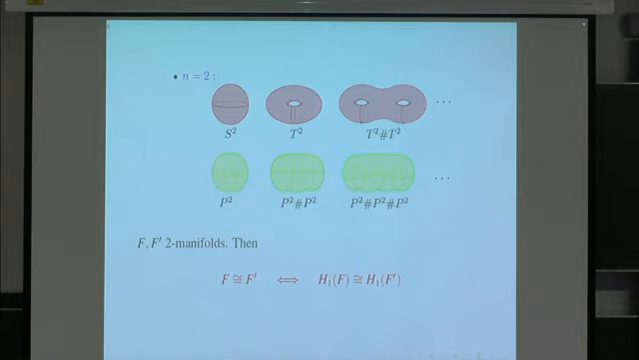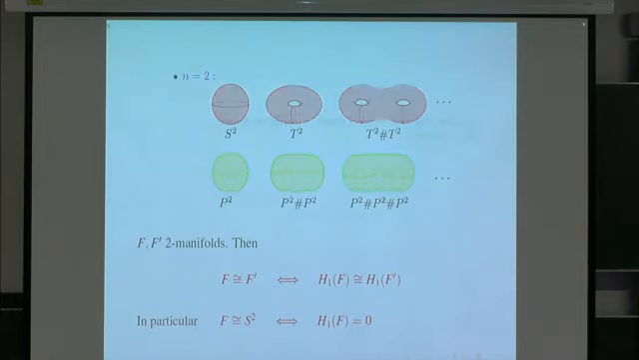So not only is there a complete list, but there's an algorithm for telling you where a given manifold lies on that list. In particular, the 2-sphere is characterized by the fact that it's the only 2-manifold whose first homology is 0. Okay, so that's very nice in dimension 2.